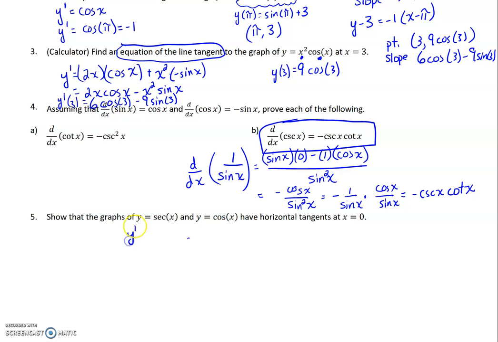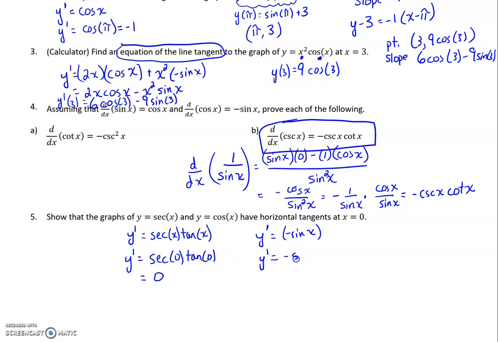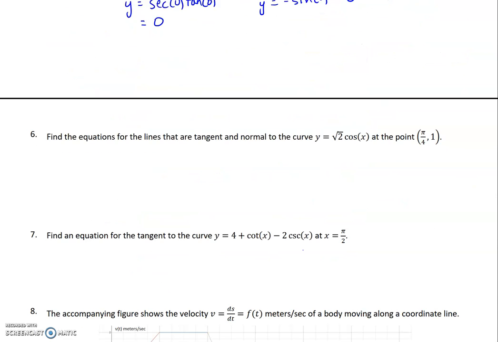Well, we know that the derivative, or maybe you don't, but you can look it up, the derivative of secant is secant of x tangent of x, and the derivative of cosine is negative sine of x. And all we're checking is that the slopes of the tangent lines are equal to 0 at x equals 0. So I'm going to do the secant of 0 times the tangent of 0, which will give me 0. And then I'm also going to take a look at negative sine of 0, which is also just equal to 0. So I just showed that those two graphs have horizontal tangents at x equals 0.